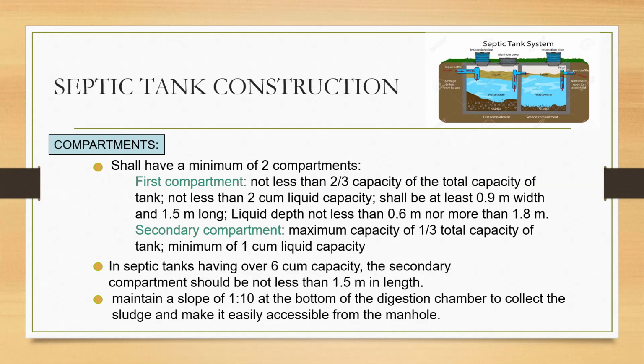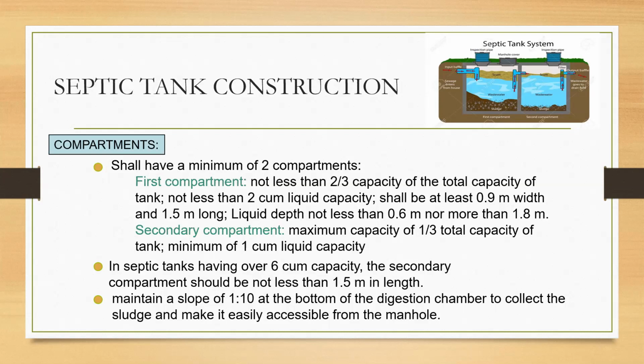For the width, if that is rectangular, no, both the digestive and the leaching should have a minimum width of 0.9 meters. And the length of the first chamber, which is the digestive chamber, hindi po liliit o iiksi sa 1.5 meters. Now, the liquid depth in the tank should not be less than 0.6 meters nor more than 1.8 meters. Take note po yan. Yung iba po kasi gumagawa ng septic tank, mas malalim po doon sa 1.8 meters, which is the maximum.